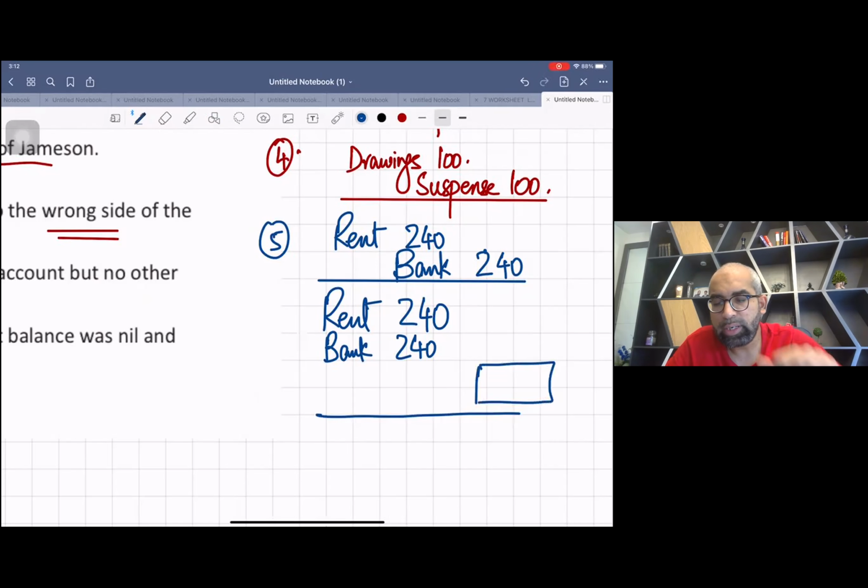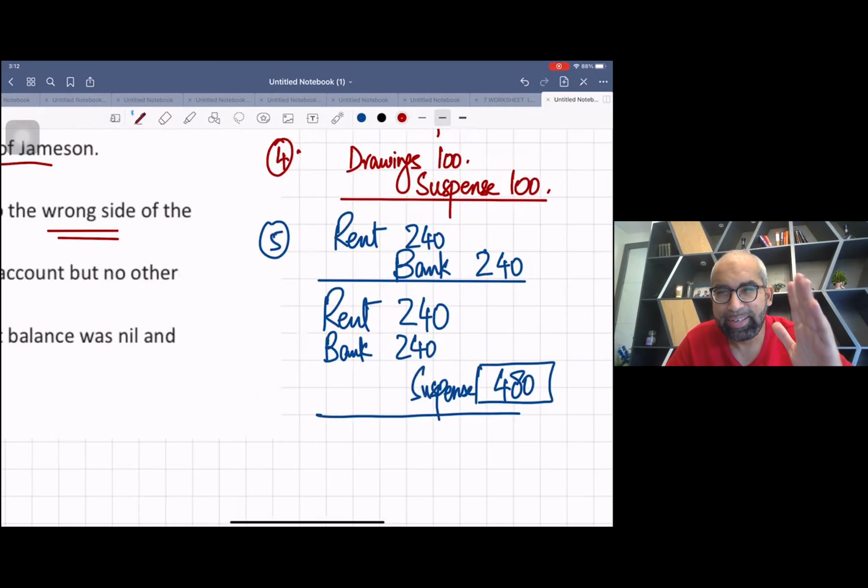Now use your brain. Do you think these two sides are the same? The entry which we made, the two sides are not the same. When two sides are not the same, the trial balance is disbalanced, and definitely the suspense account will come. Okay, so now let's make the third one. In the first entry, we should have debited rent. And yes, in the second entry, we did debit rent by 240. No mistake in the rent account.